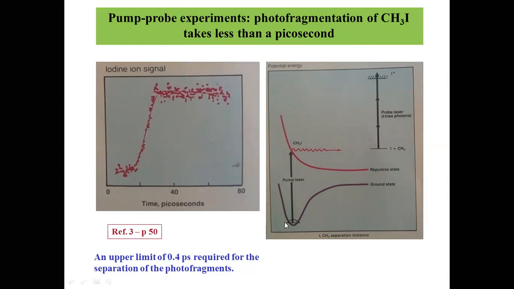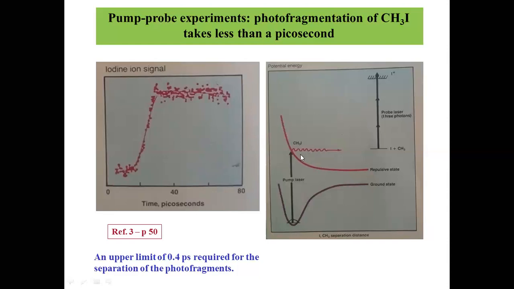Right, okay, so this is again a pump-probe experiment. For methyl iodide, this is the ground state, and we take the ground state molecule to the excited state using the pump laser. The excited state is dissociative. When it goes to the excited state, it slowly starts separating into a methyl fragment and an iodine fragment.